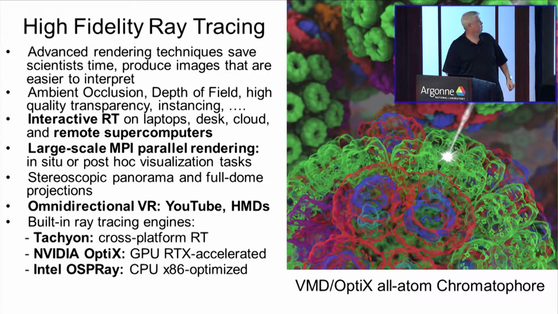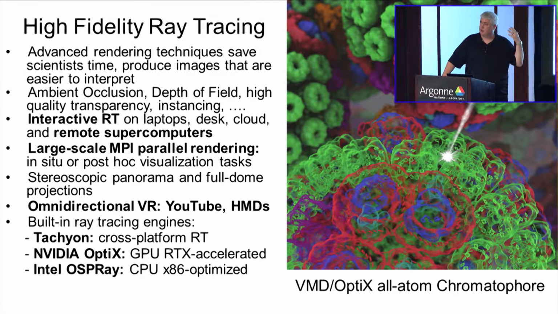Other things that ray tracing is well suited to are stereoscopic rendering, panoramas, and things like planetarium dome renderings. Anything that is a non-planar screen is something that conventional rasterization is not very well suited for. So if you want to do omnidirectional VR projection, like for, let's say, an Oculus Go head-mounted display, this is something we can do built into VMD as of the last version, in fact. And not only can we do it in a batch mode rendering, but we can do it in real time.